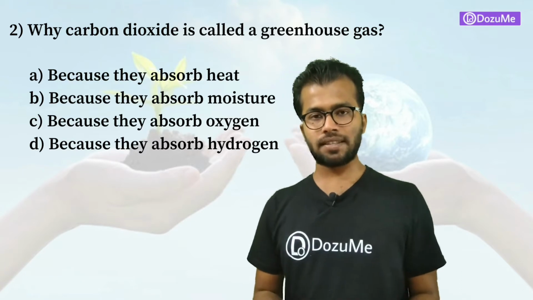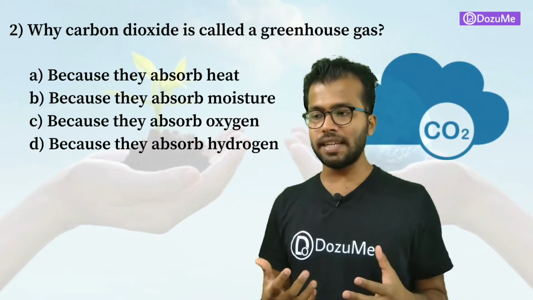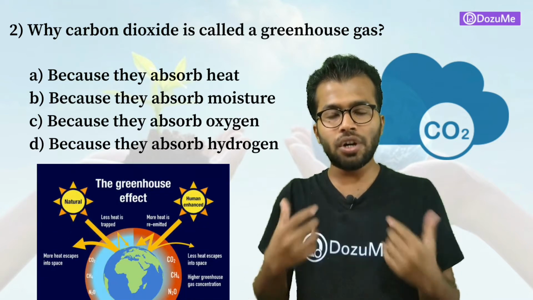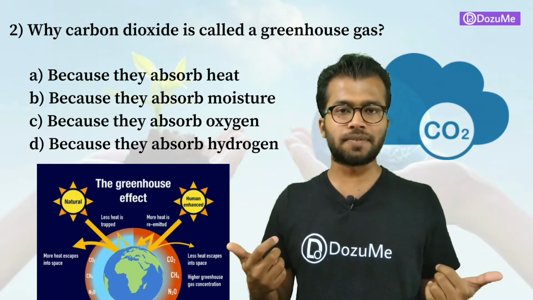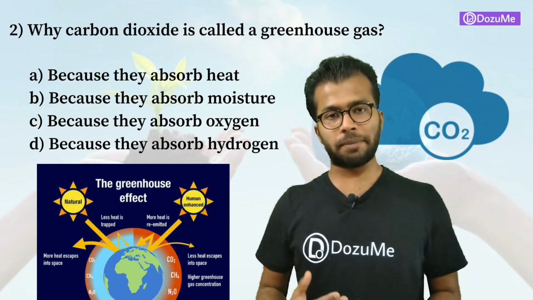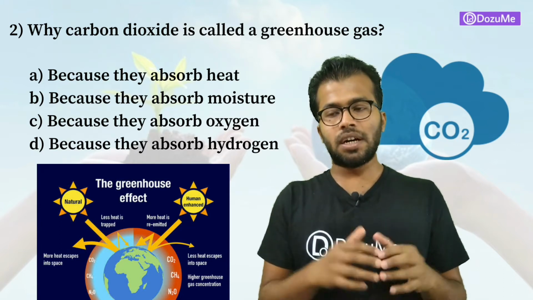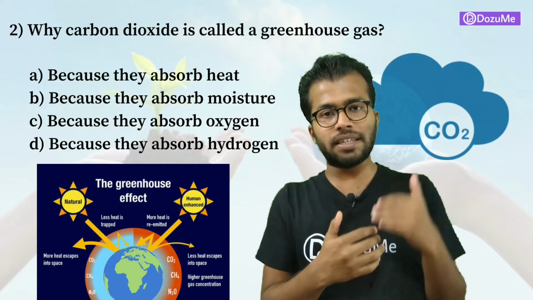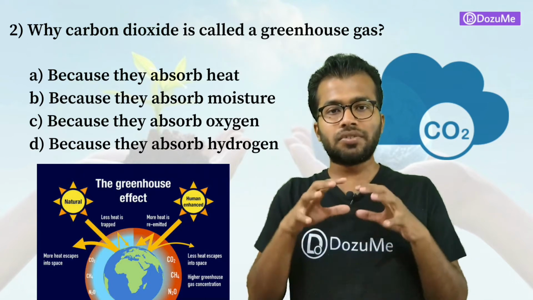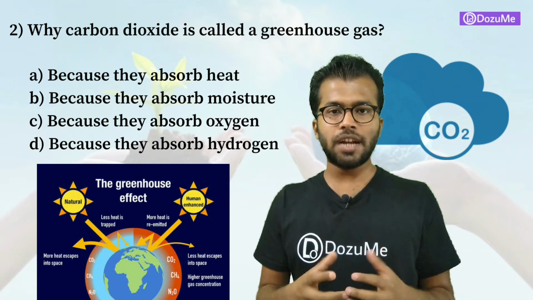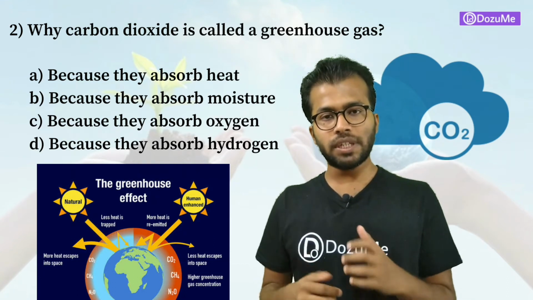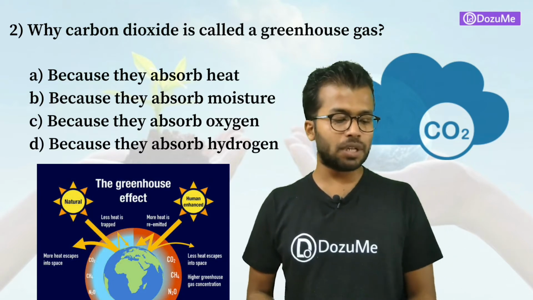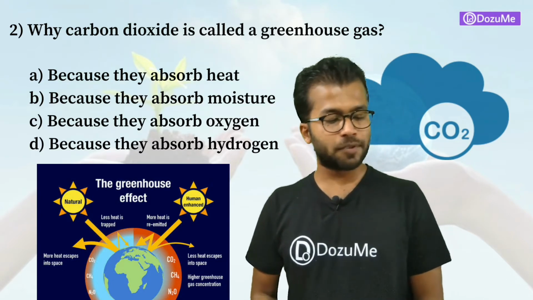What is a greenhouse gas? A greenhouse gas is basically a kind of gas which traps the heat and does not allow it to reflect to the atmosphere, and carbon dioxide is one of them. Carbon dioxide has the specification of transparency. It allows the heat to enter the atmosphere but traps that heat and does not allow it to reflect, so the temperature of the atmosphere rises slowly. So option A will be the correct answer because they absorb heat.